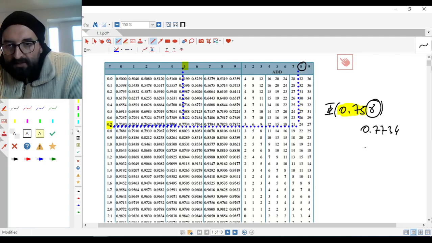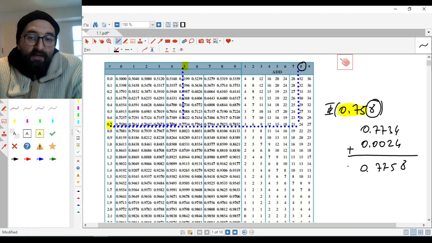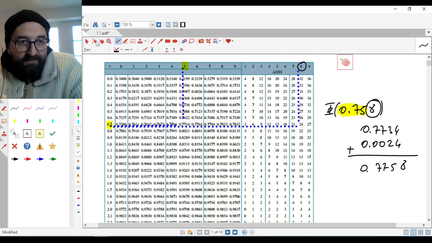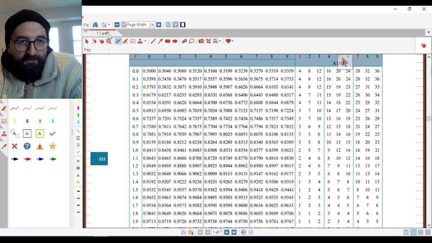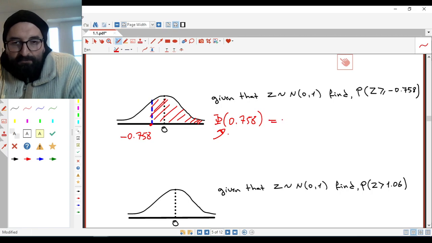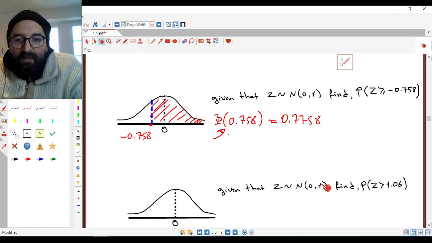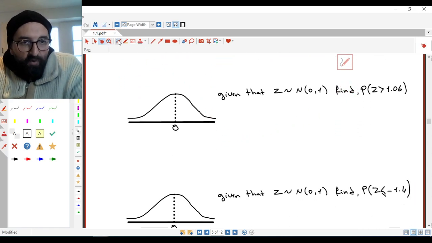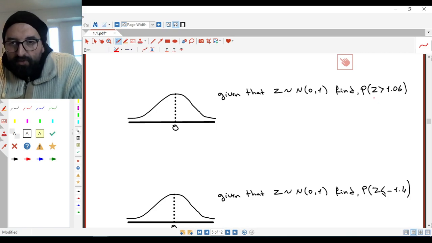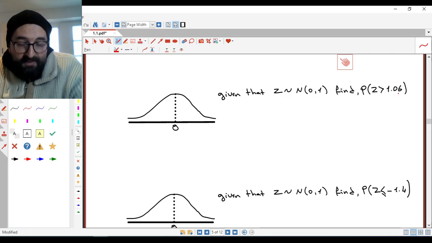24 is, we have to add 0.0024, and also 0.7758, and we can say the probability is 0.7758. Okay, and now we are looking for the probability of z more than 1.06.